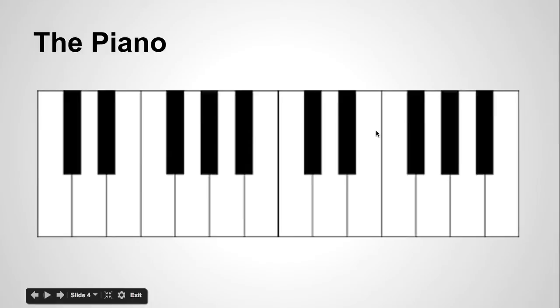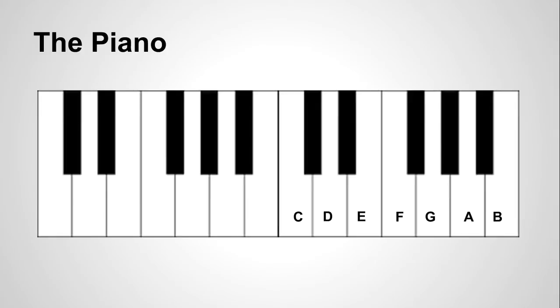So to keep our place on the piano, what we need to do first is find the set of 2 black keys and go 1 key to the left, the white key to the left, and the name of that key is C. Now, because we know our musical alphabet, we know that after C comes D, then E, then F, and so forth, G, A, B, and it would keep going.